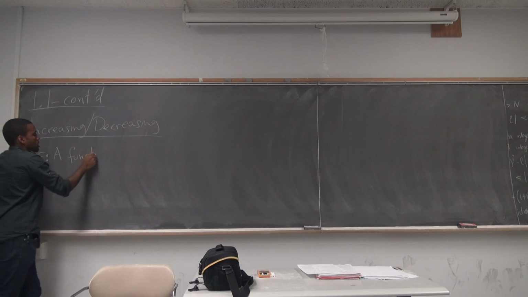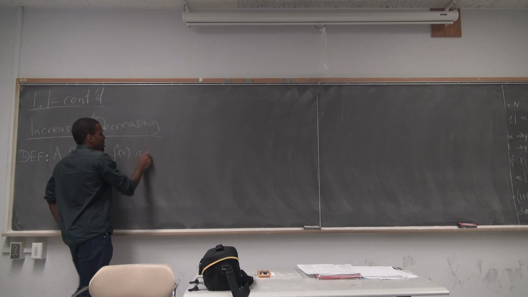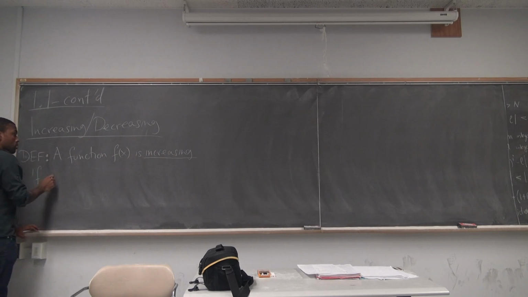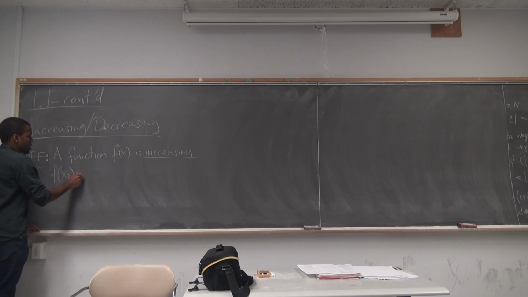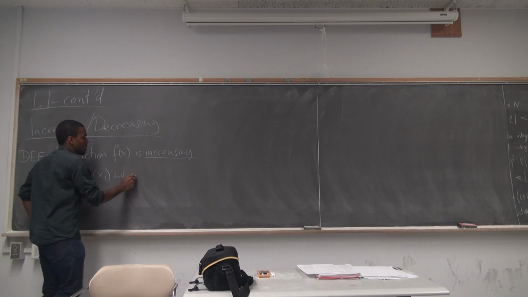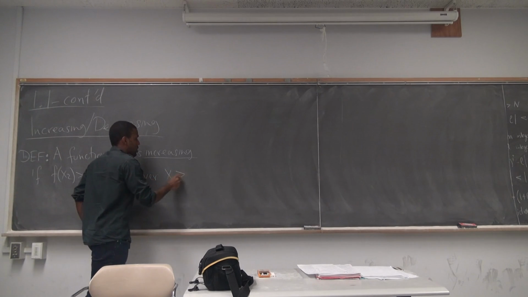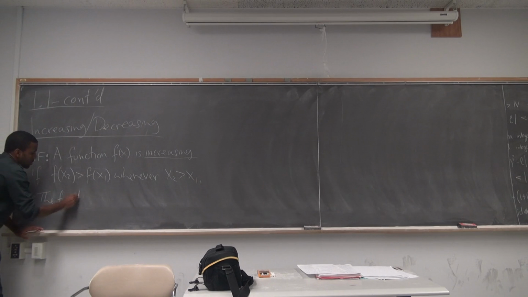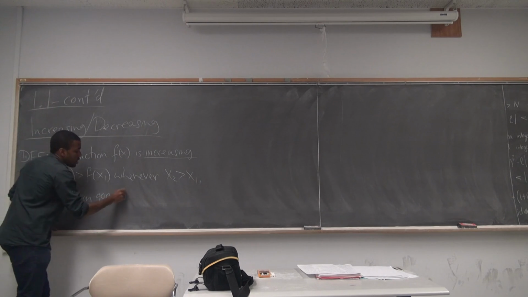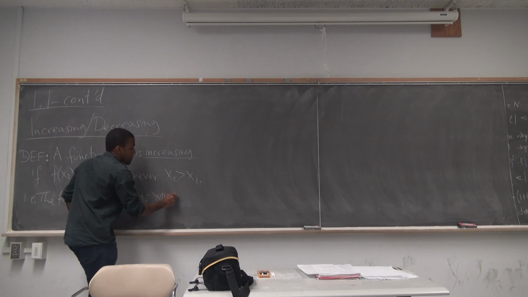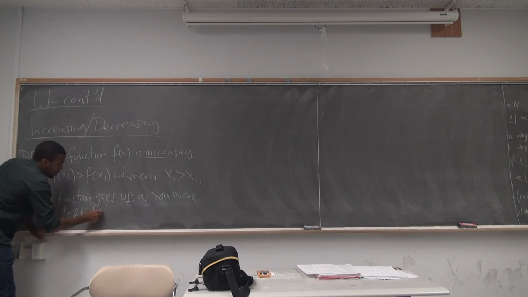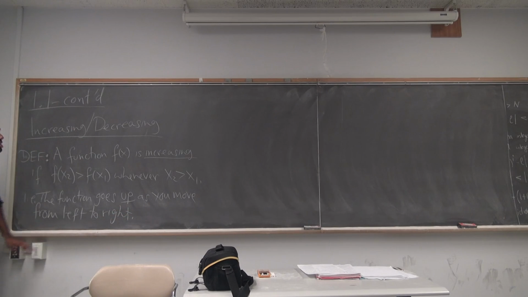So the function f of x is increasing if f of x2 is greater than f of x1 whenever x2 is greater than x1, i.e. the function goes up as you move from left to right. This behavior is called increasing.